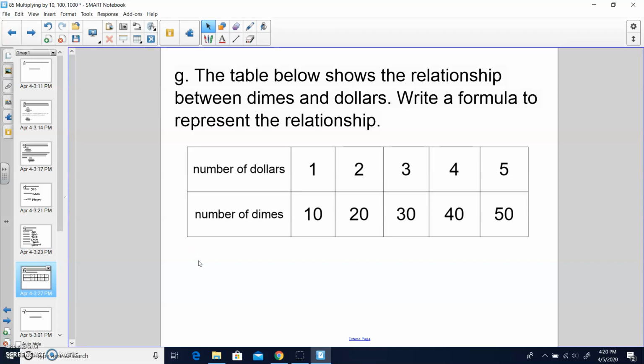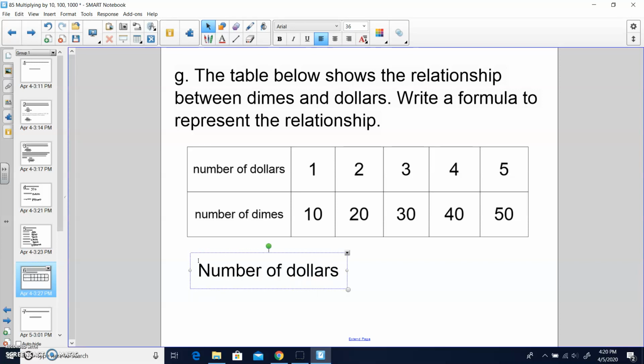Okay, hopefully you notice that the number of dollars is really multiplied by 10 to get the number of dimes. So number of dollars times 10 is equaling the number of dimes.